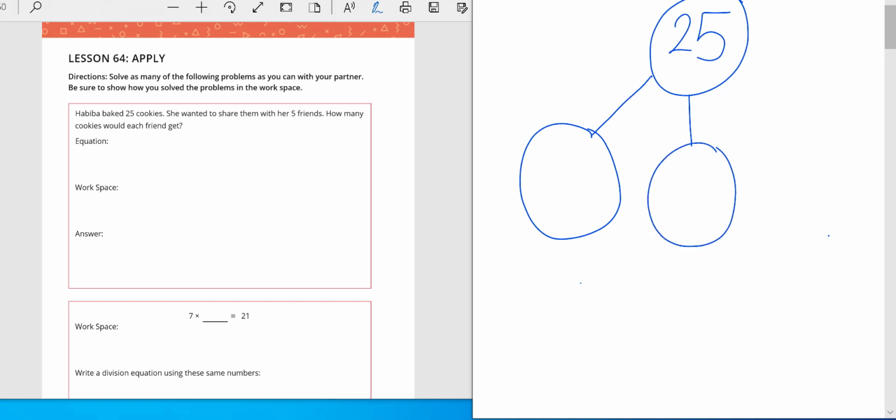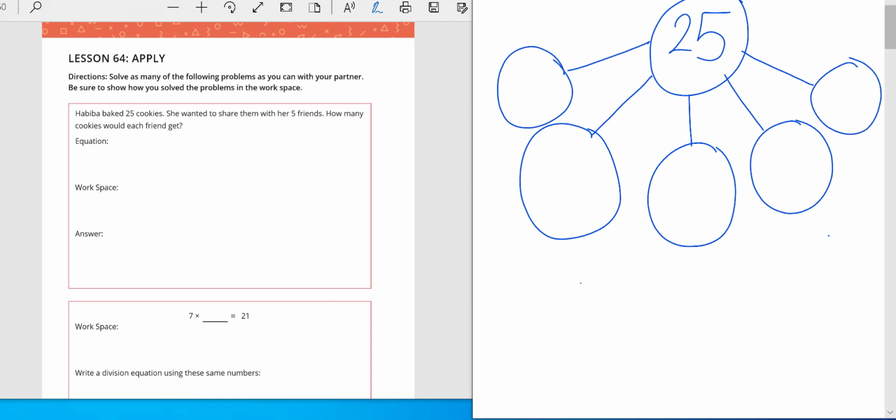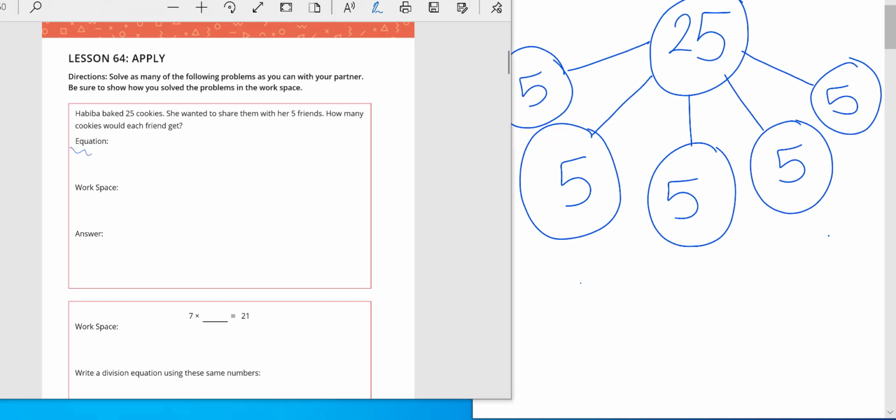So we can draw 5 circles here. Now we have 5 friends, so each friend will take 5 cookies, and here he asked me to write an equation. The equation will be division equation, so we can write dividend here, 25, the total number, divided by 5 equals 5.